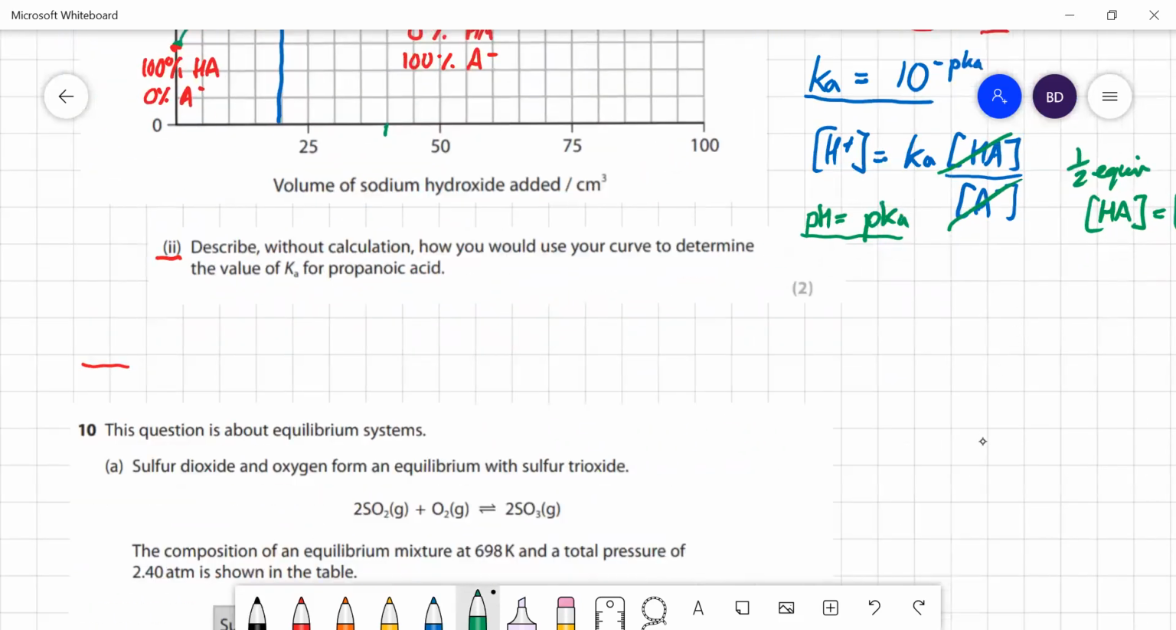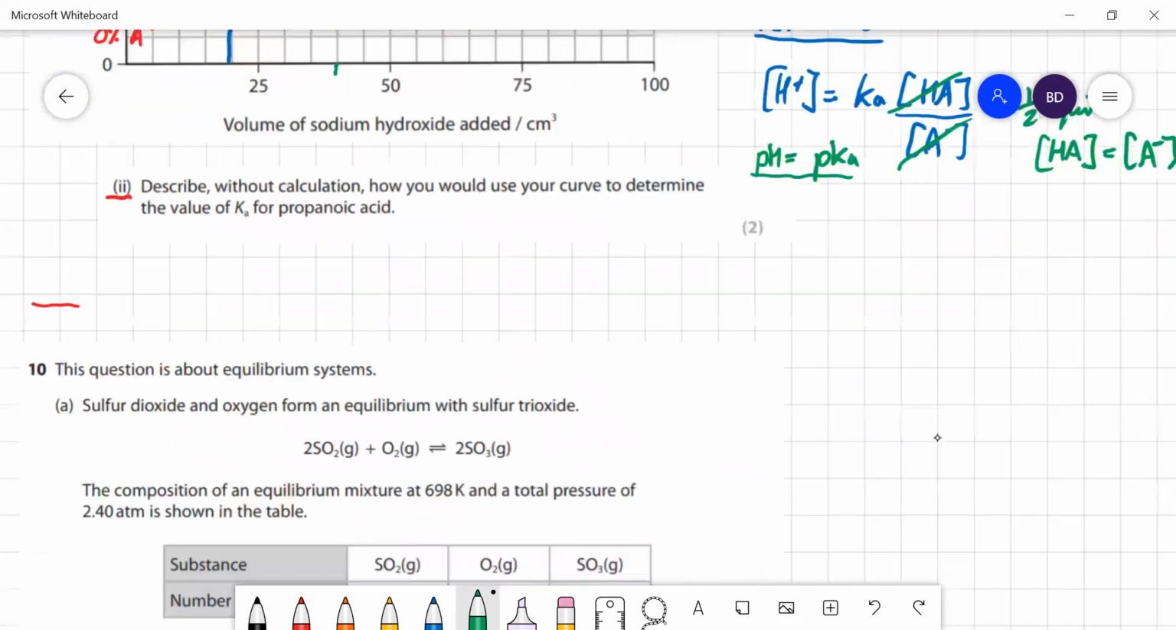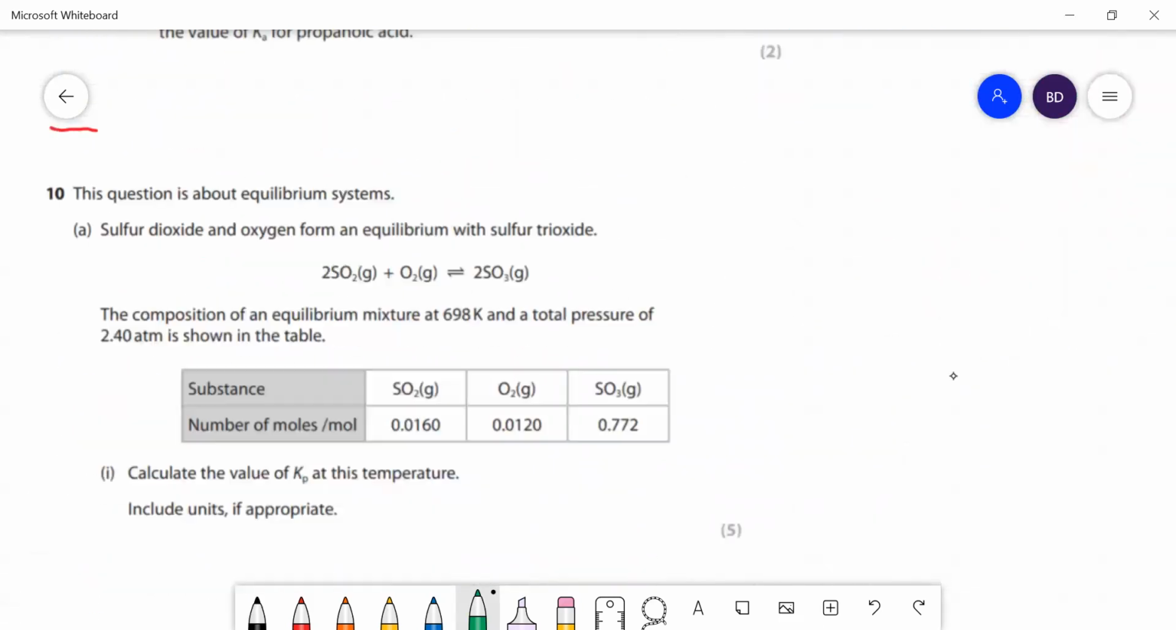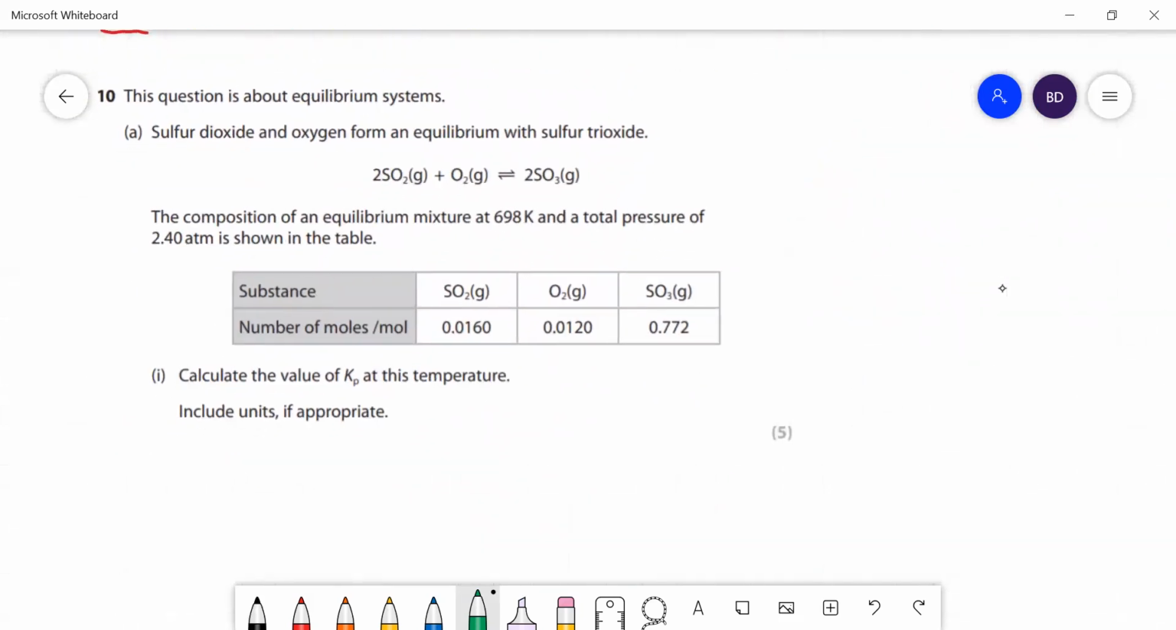Right. Question now about equilibria. We've got sulfur dioxide and oxygen reacting to form SO3. The composition of an equilibrium mixture at a total pressure of 2.4 atmospheres is shown in the table. We've got to calculate the value of Kp at this temperature. Okay, so let's do that.